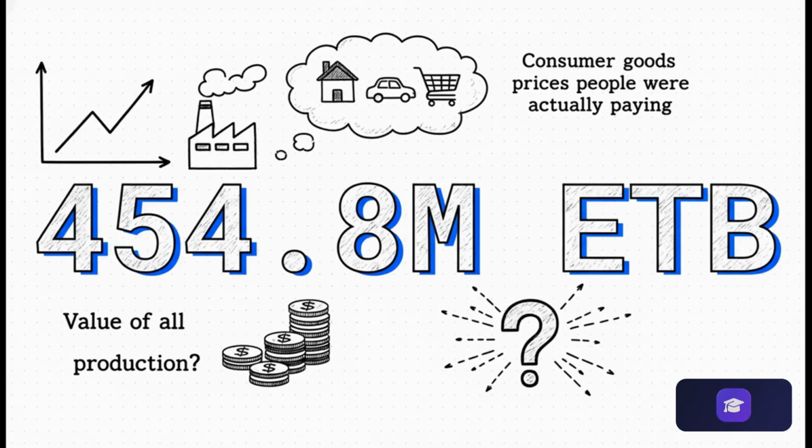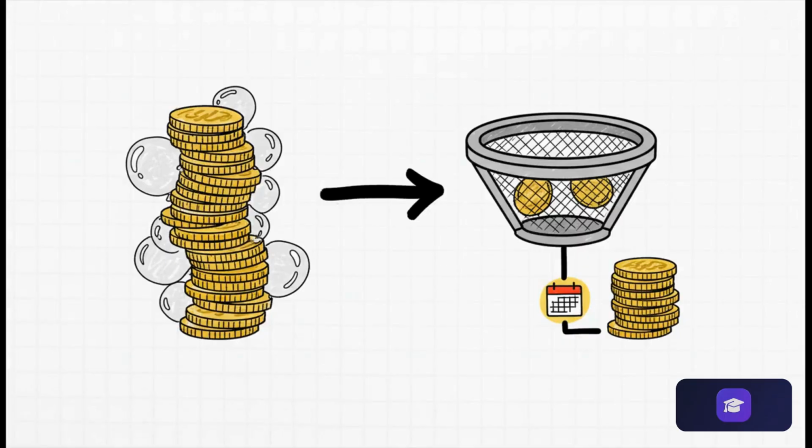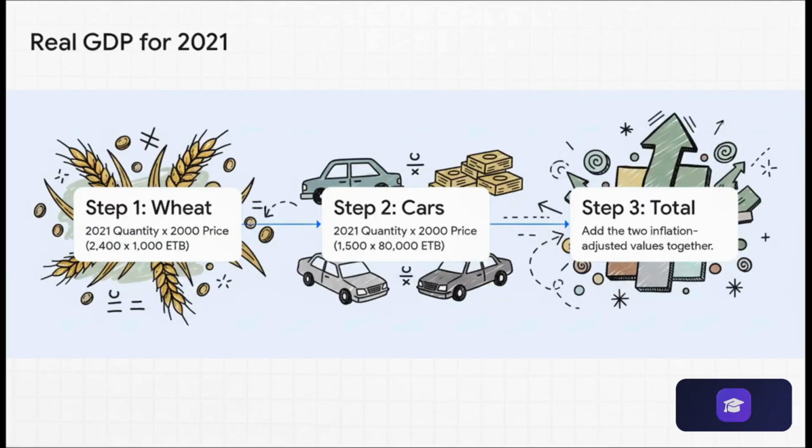But is that the whole story? Not quite. See, to get a real picture of economic growth, we have to calculate what's called real GDP. And this, my friends, is where things get really insightful. Real GDP is designed to strip away the effects of price changes, inflation, by valuing everything using constant prices from one single base year. So, to get the real GDP for 2021, we're going to use the 2021 production numbers again. So 2,400 wheat, 1,500 cars.